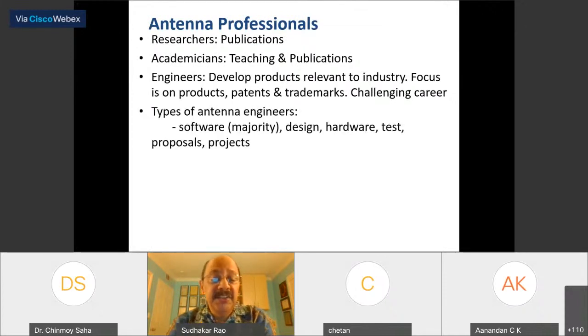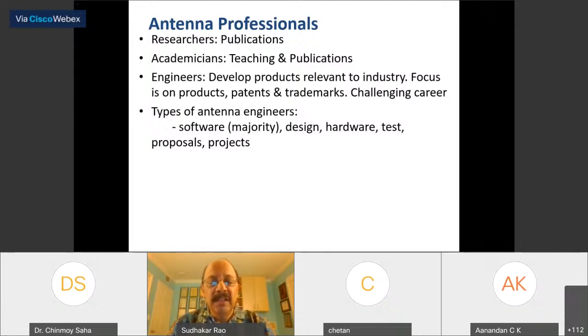Type of antenna engineers, of course, we get a lot of engineers nowadays who want to do only software. Some of them I was talking to a couple of years back had never touched any hardware, so that's not engineering. You can do a lot of simulations, but unless you develop something in hardware, test it and use it on a program, I think it's not very good.